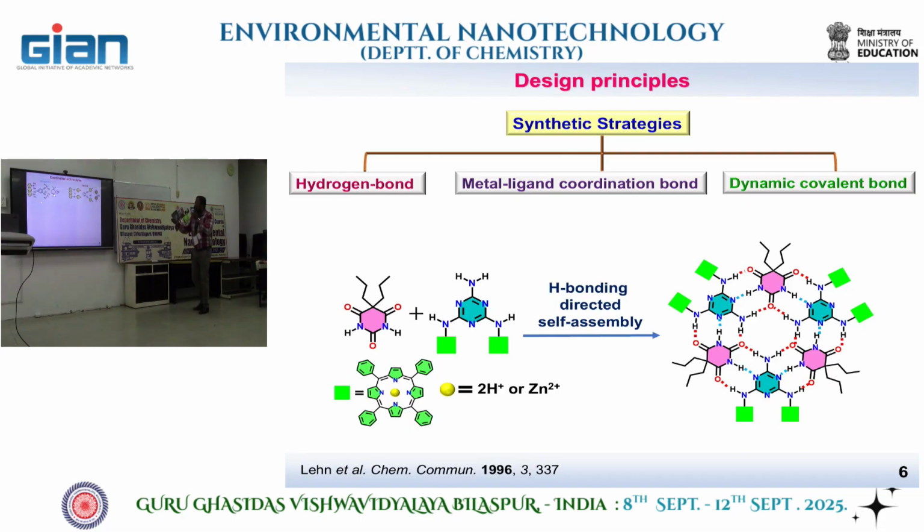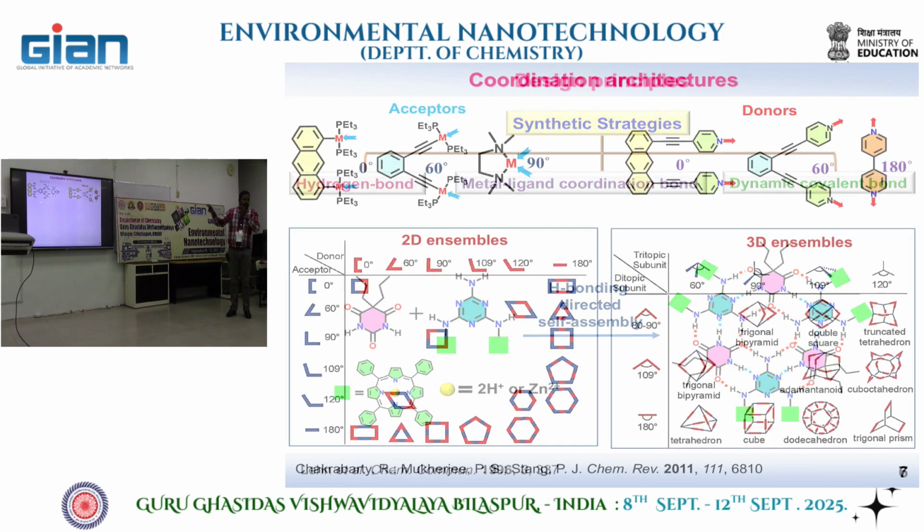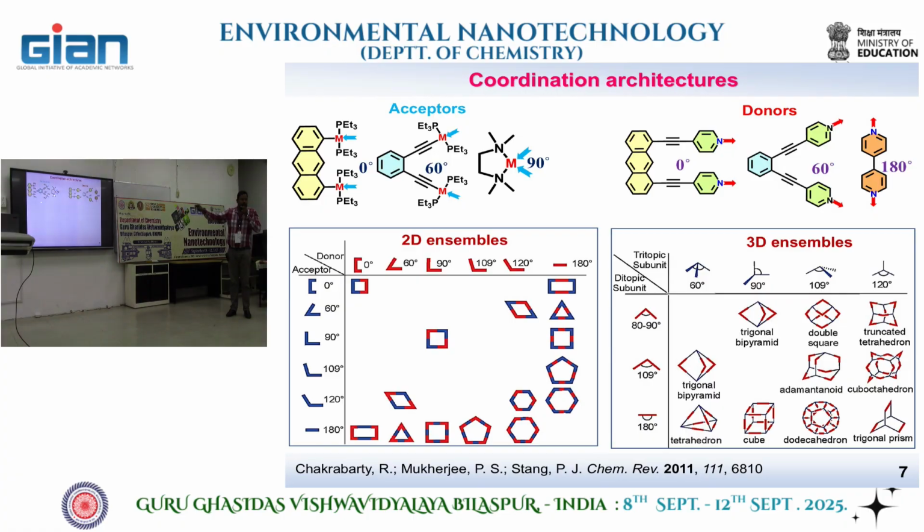Next, another important one is coordination architecture. Here you see two units being used, acceptor and donor. The donor is an organic molecule which has a donating, chelating site, and the acceptor has a metal center, and there we are also giving the direction. That means if you take this metal as platinum or palladium, it has a square planar structure. So if we block one or two positions and open the other two positions, then it will bind directionally with the ligand. So this is the strategy.